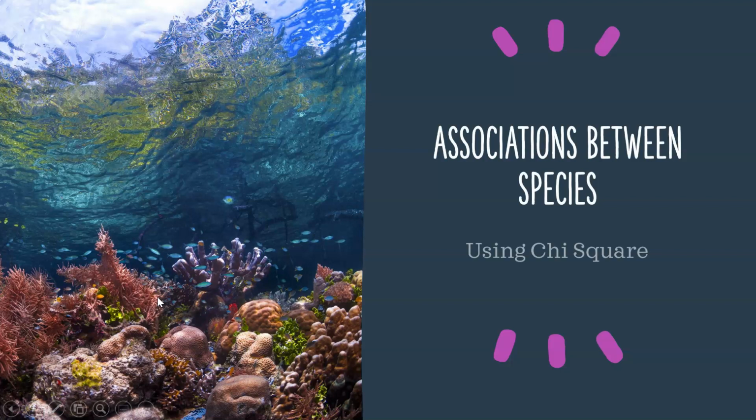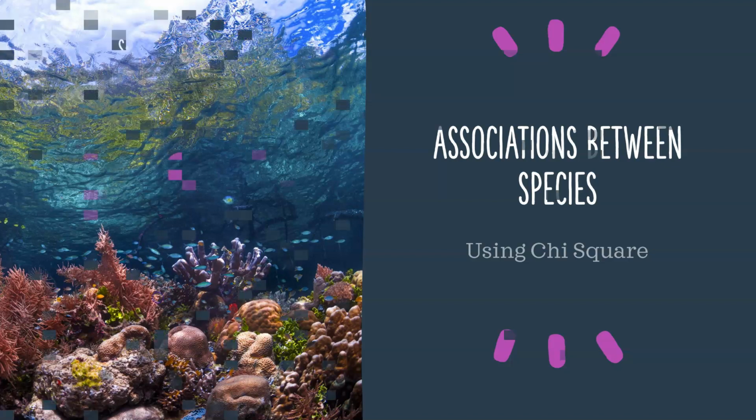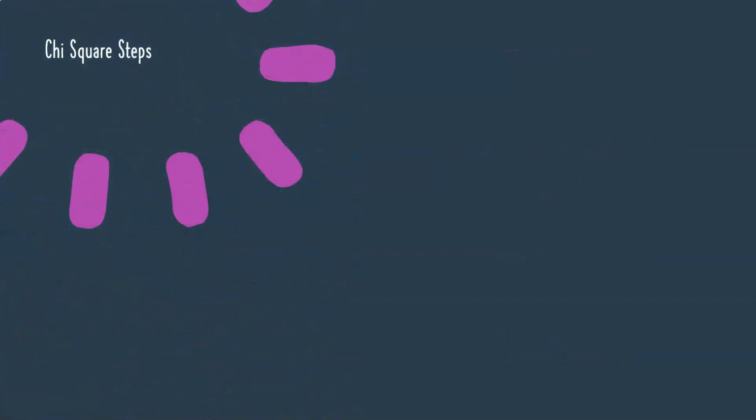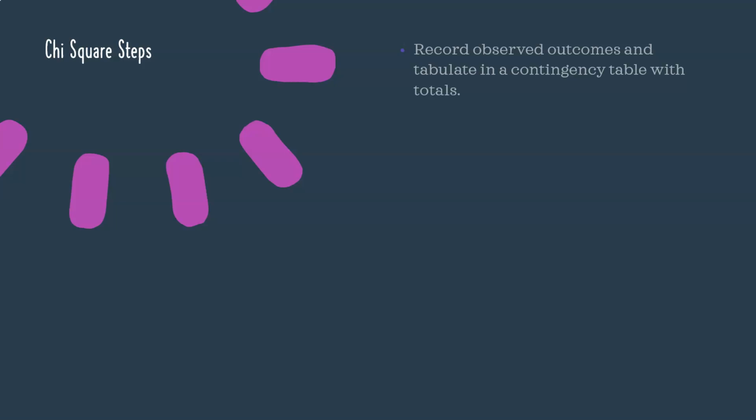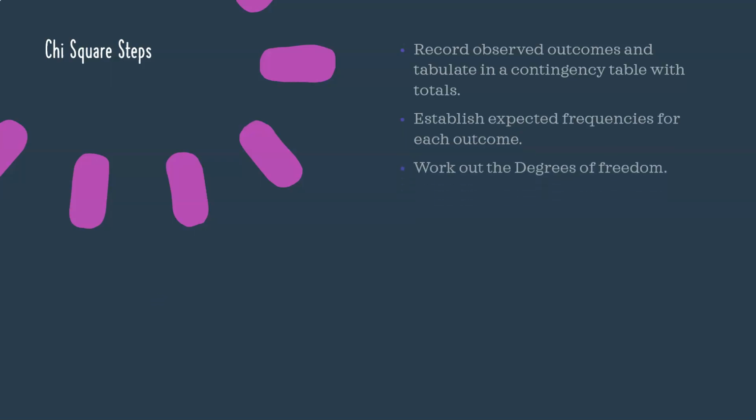Okay, so we're now going to look at how we can use chi-squared with our independent assortment. Just thinking back to our video on chi-squared, we said we had to record observed outcomes and tabulate them in our contingency table with totals. We needed to establish our expected frequency for each outcome.